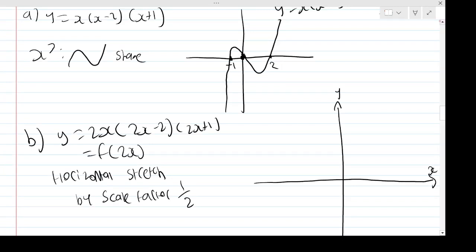So what's going to happen then? I need to times the x coordinates by a half. So I need to half the x coordinates. So firstly, this one at -1 would then be minus a half. So it's going to be really close to the origin. It's going to be like there. And then the origin will still be the origin because half of 0 is 0. So I'd label that as minus a half. And then this point 2 would then go to 1. Half of 2 is 1.